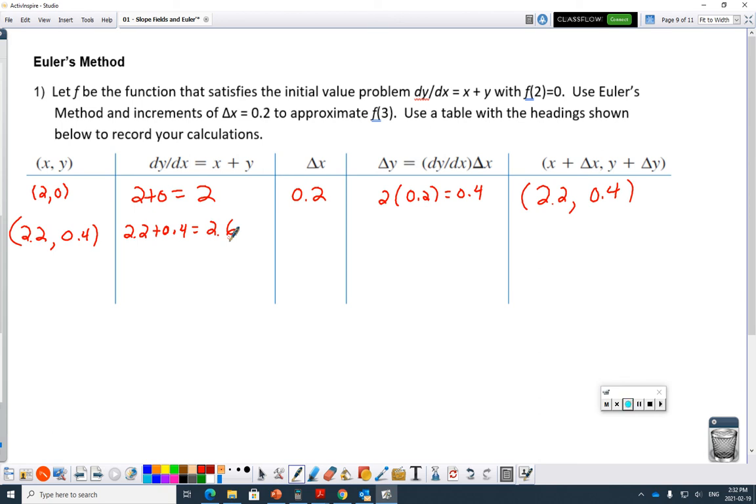Delta x is still 0.2. That's what they suggest in the question. If you're worried about accuracy, that's fine. Just rebuild the table for 0.01s. It'll take you a lot longer, and you'll be a lot more accurate. Now to find the new y, I say, okay, the slope here was 2.6. We've gone over 0.2, and that's enough to tell me how much up I went. I went up 2.6 times 0.2. I must have to go up 0.52. My new x value is 2.4. My new y value is now 0.92.